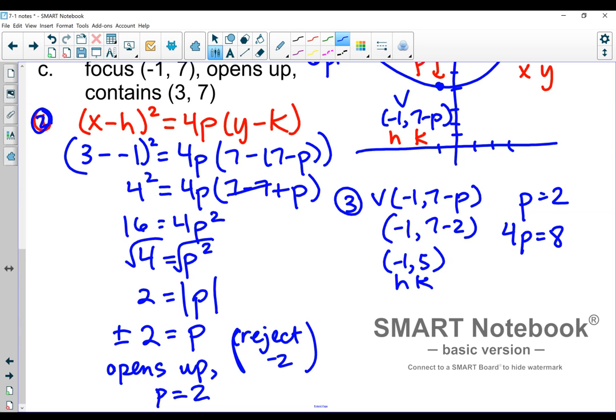So now that I have that, I have everything I need to write my equation, and I'm going to go ahead and do it in red so it really sticks out. So I will have (x plus 1) squared equals 8 times (y minus 5). So this is really the end of our 7-1 parabola notes.